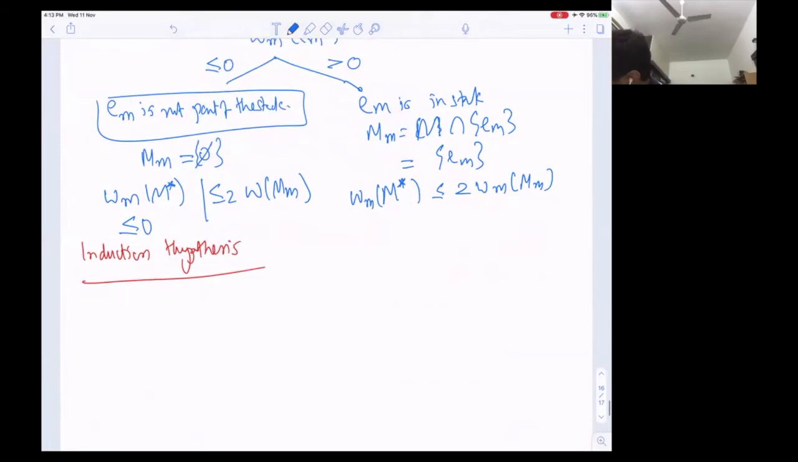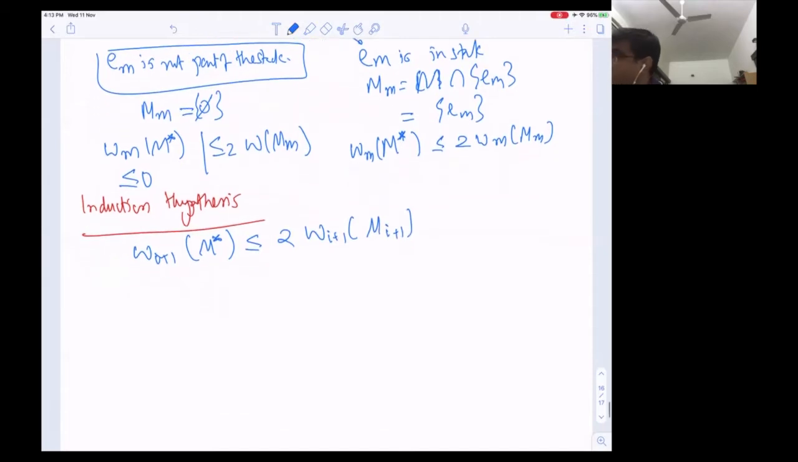Okay, so what do we know by induction hypothesis? That weight i+1 of M star. Notice one thing: M star, your maximum matching, is not changing. It's just that the weight functions are changing. My M_i's are changing, since each is just an intersection of this set of edges, but M star is not changing. So this is how you should think about these kinds of algorithms. This is less than or equal to twice weight i+1 of M_{i+1}.